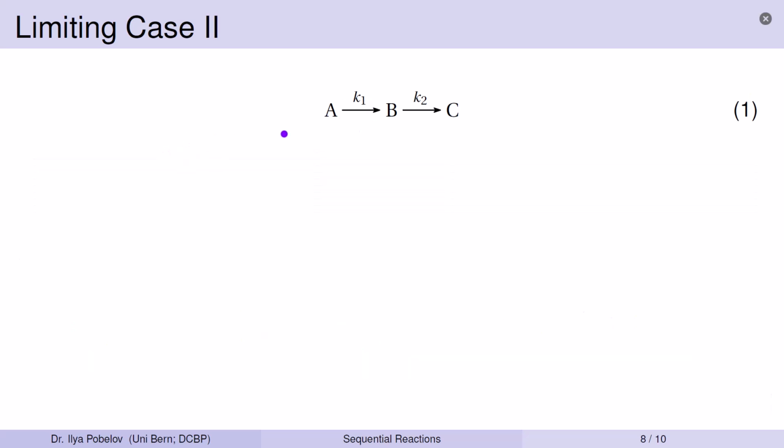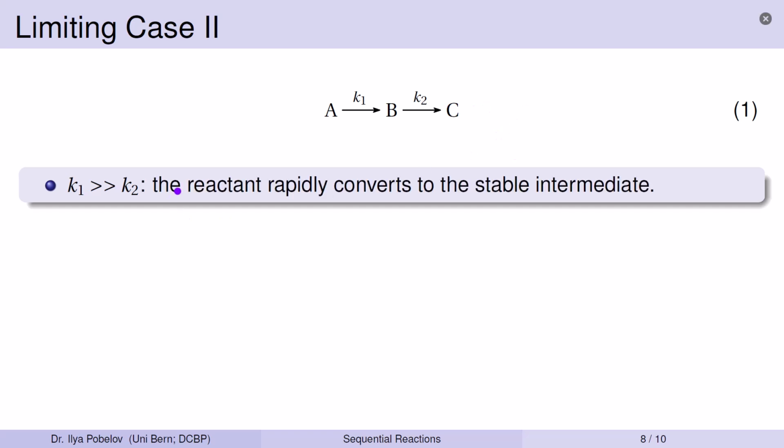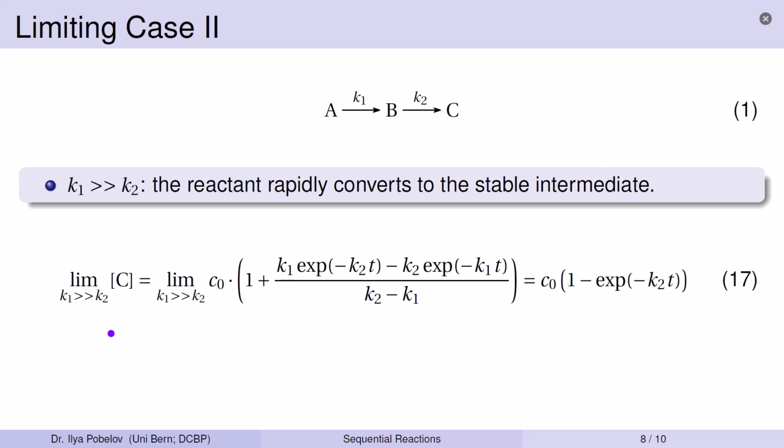In the opposing limiting case, where the rate constant for the production of the intermediate, K1, is significantly greater than the rate constant of its decay, K2, the dynamics of the reaction change. In this case, the reactant rapidly converts to the stable intermediate. The mathematical expression for the concentration of the product C in this limit is shown by this equation.